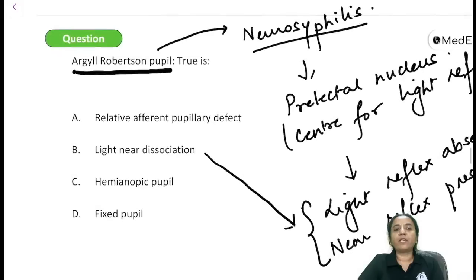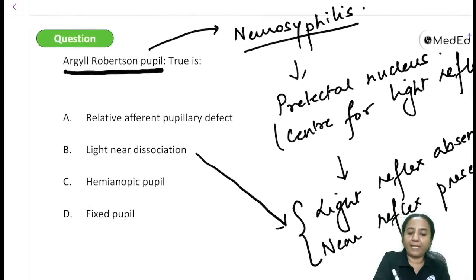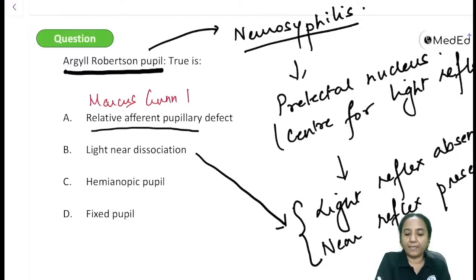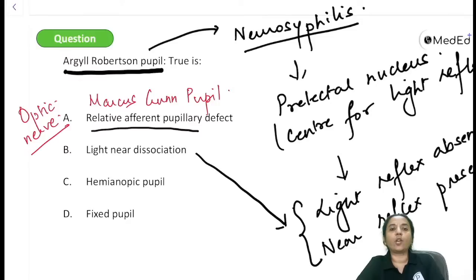Now students often confuse it with RAPD, relative afferent pupillary defect. The other name for RAPD is Marcus Gunn pupil, and we see this when there is a lesion in the optic nerve. Marcus Gunn pupil or RAPD is seen if there is a lesion in the optic nerve.